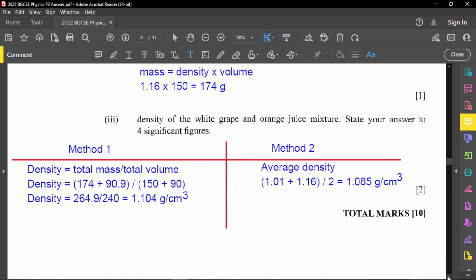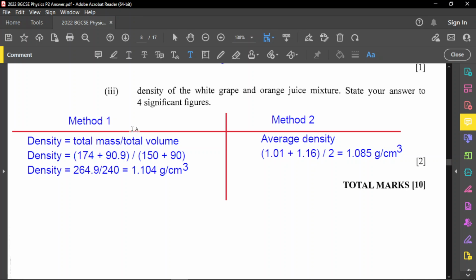And so I kind of put this in 2 methods. The first method, which is the most accurate method, is density equals total mass over total volume. We find the total mass and the total volume, which gives us 264.9 divided by 240, giving 1.104 grams per centimeter cubed. The next method is to find the average density. Adding the 2 densities and dividing by 2, we get 1.085 grams per centimeter cubed. It's not as accurate as the first, to be honest with you.